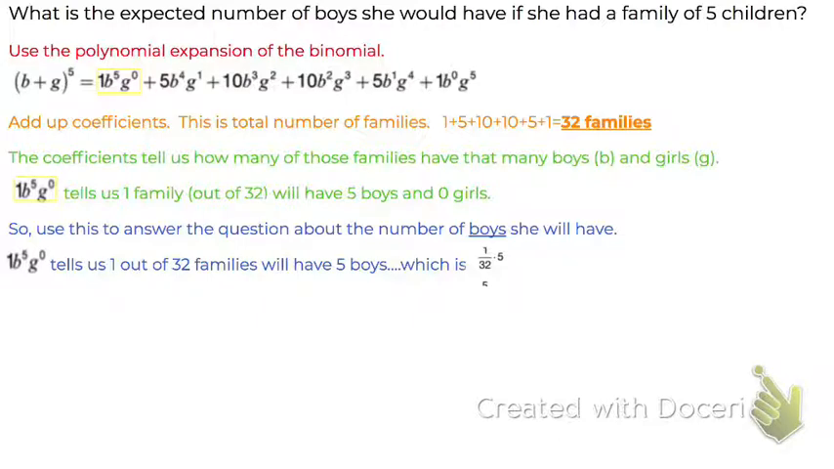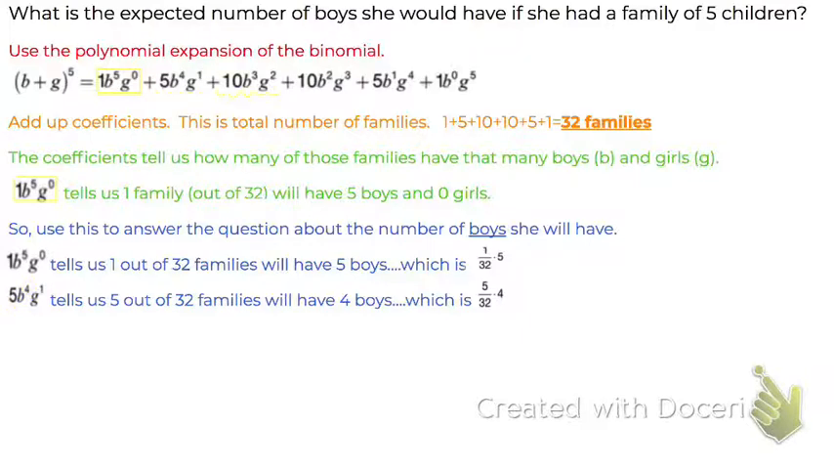So that second term right here, think about what this one is telling us. This is telling us that 5 out of the 32 families are going to have 4 boys. And so the way we say that is 5 out of 32, and then we're going to multiply that by 4.